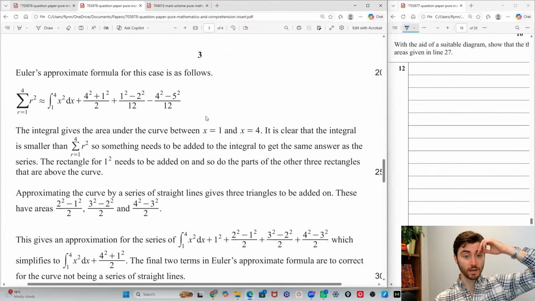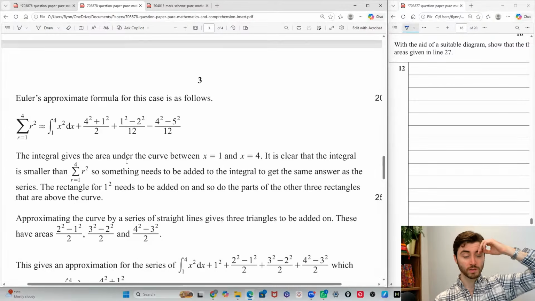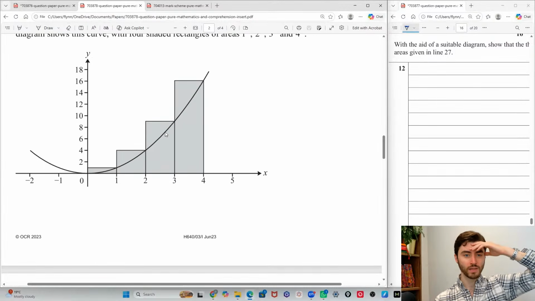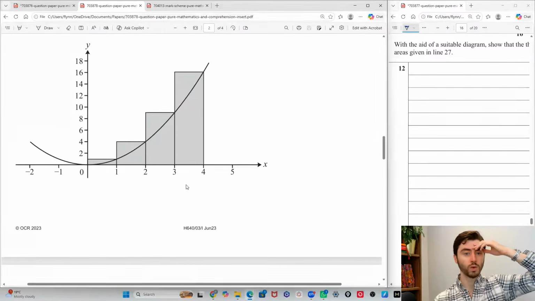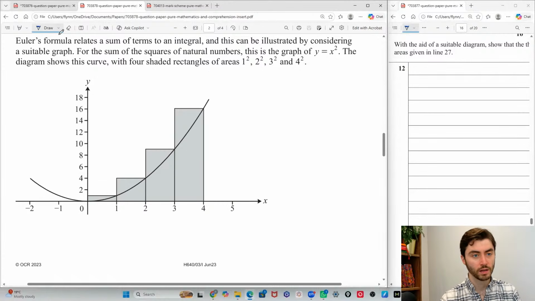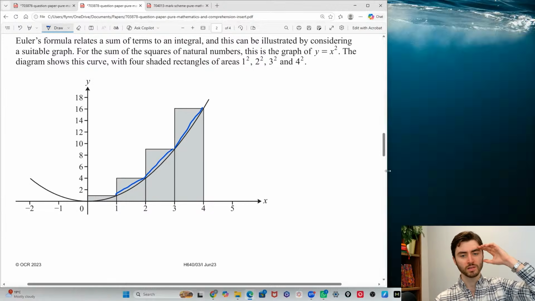I agree. The rectangle for 1 squared needs to be added on. I'm not sure why the entire rectangle needs adding on, because that's already been counted, but okay. And so do the parts of the other three rectangles that are above the curve. Okay, so what they want me to do, therefore, is to approximate these as triangles, find the areas of those triangles, and add them on as required. So why don't I start there?